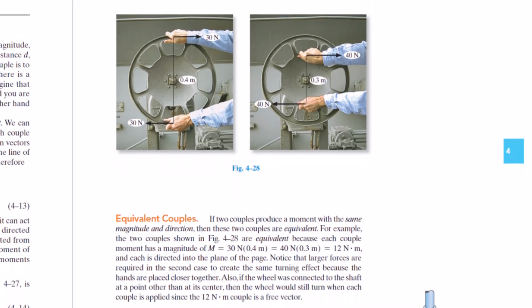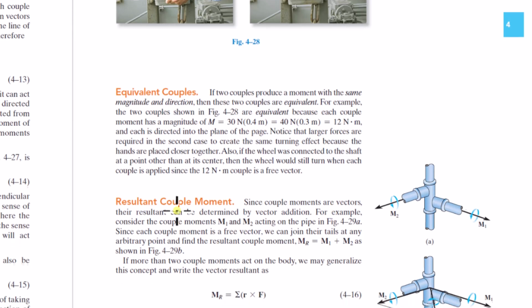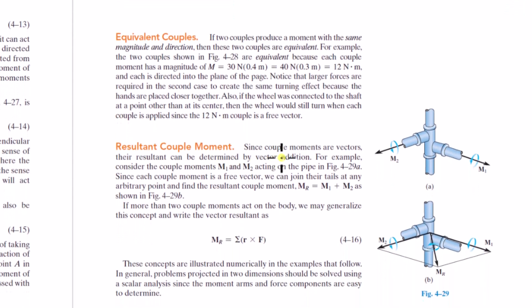Okay? Since couple moments are vectors, their resultant can be determined by vector addition. For example, consider the couple moments M1 and M2 acting on the pipe in figure 4-29a. Since each couple moment is a free vector, we can join their tails at any arbitrary point and find the resultant couple moment. Cool, right? So you're looking at the effect of these couple moments on this entire rigid body here. Well, these are couple moments, and now be careful.